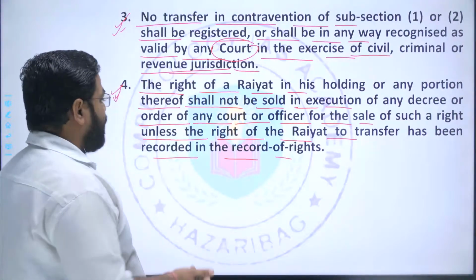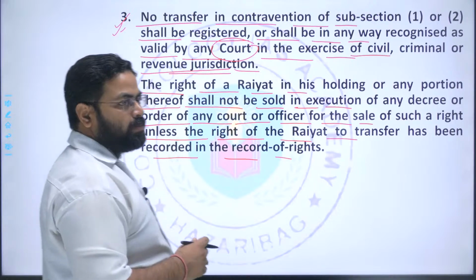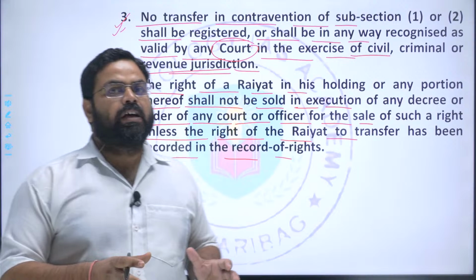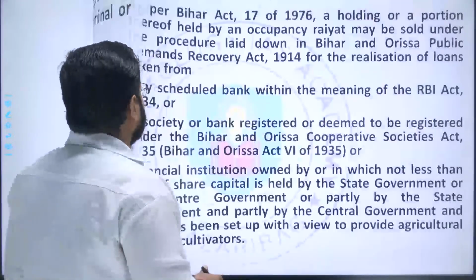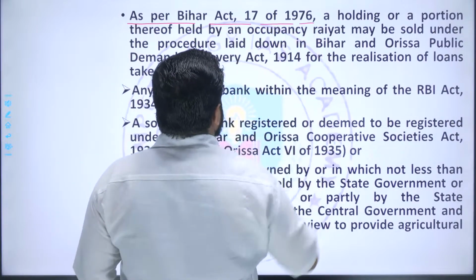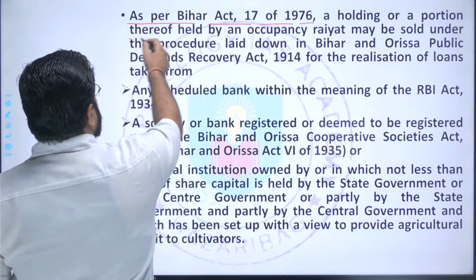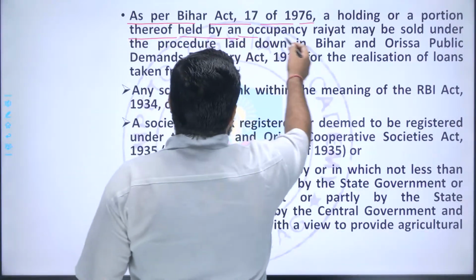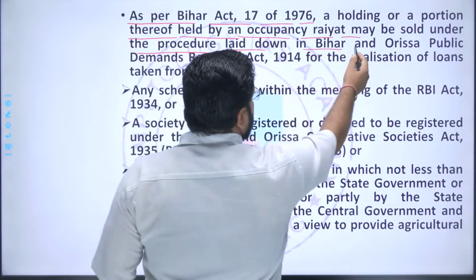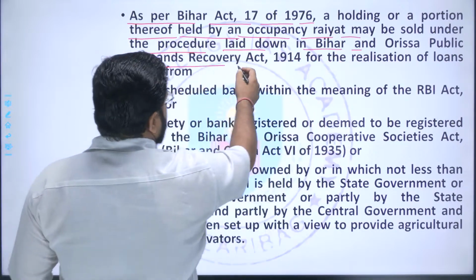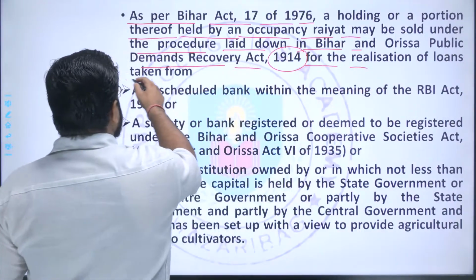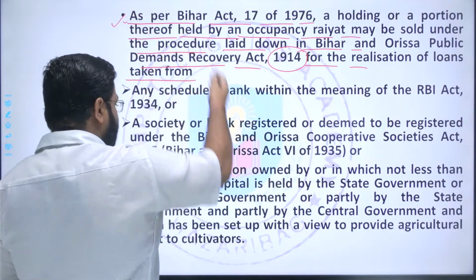So this person is allowed to transfer his land, or this person is allowed to sell his land. So it should be mentioned in the record of rights, right? Now the next subsection says that as per the Bihar Act of 1976, a holding or a portion thereof held by an occupancy rayat may be sold under the procedure laid down in the Bihar and Odisha Public Demands Recovery Act of 1914 for the realization of loans taken from any of these banks.